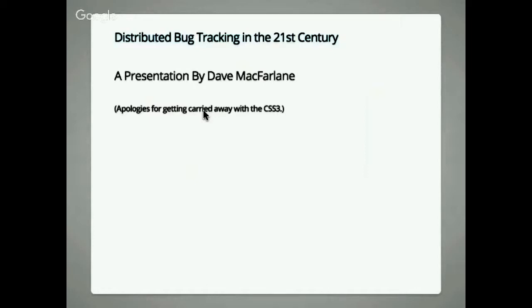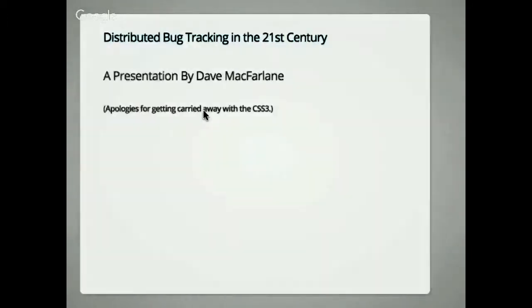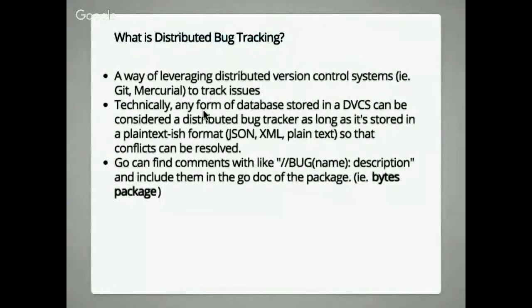Why do I think it's really cool? What are the features? What are the benefits? So what is distributed bug tracking? It's a concept that's been around for maybe 10 years, and it's a way of leveraging distributed version control systems like Git or Mercurial or whatever you want to track issues alongside your code in the same branch.